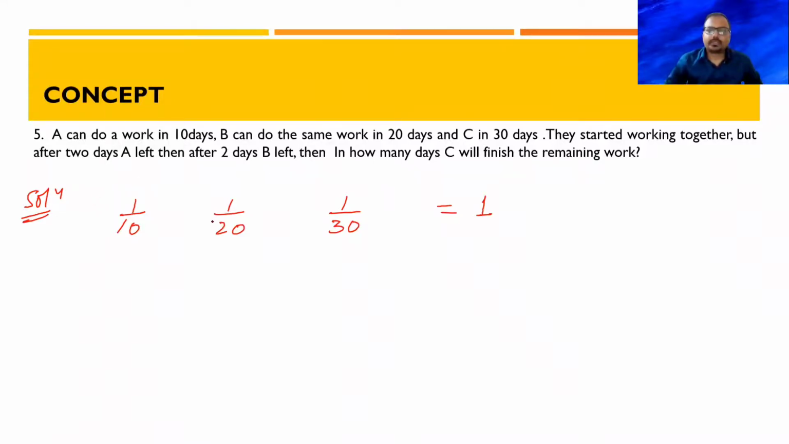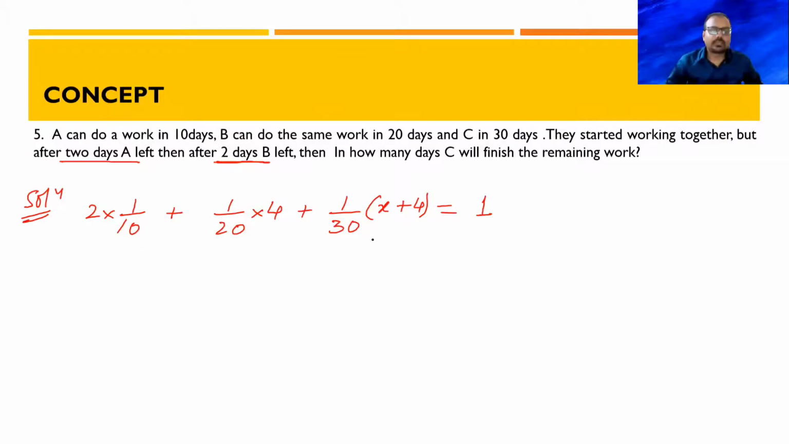Now we'll read the question once again. They started working together, but after 2 days A left, which means A has worked just 2 days, so we multiply by 2. B left after 2 more days, so B has worked for 4 days. What about C? C worked for x days plus 4 days, the 4 days with A and B, and then the rest.